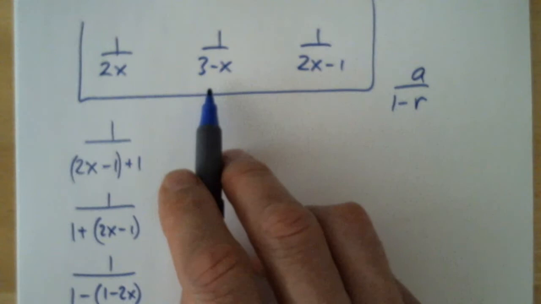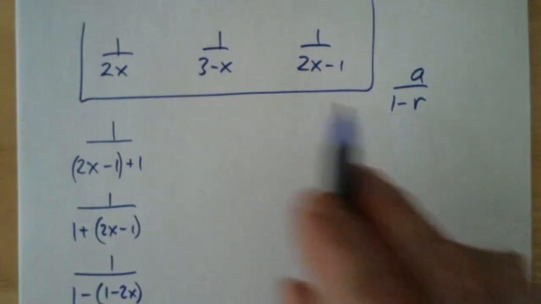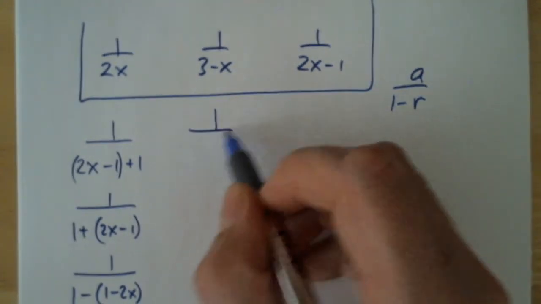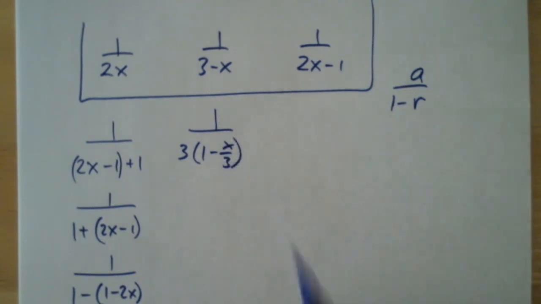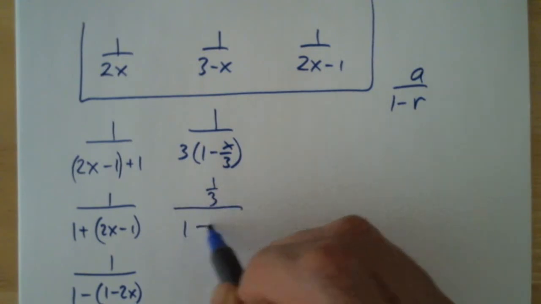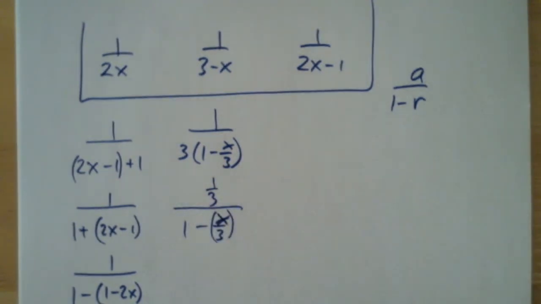Here we have 3 in the correct place as the 1, but we don't want it to be a 3, we want it to be a 1. That means we can just factor out a 3. And now we have it in the correct form.